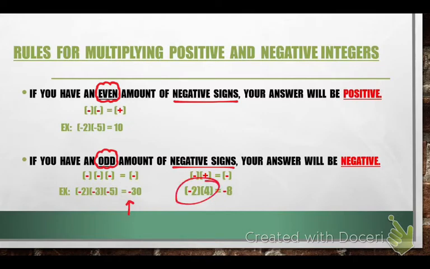Let's look at this one. Count the signs. -2 times +4. How many negative signs do you see? 1. Is the number 1 even or odd? Odd. It is odd. If you have an odd amount of negative signs, your answer will always be negative, and that's why our answer is -8. So this is called the even and odd rule, and we're going to use this every time we multiply integers together.